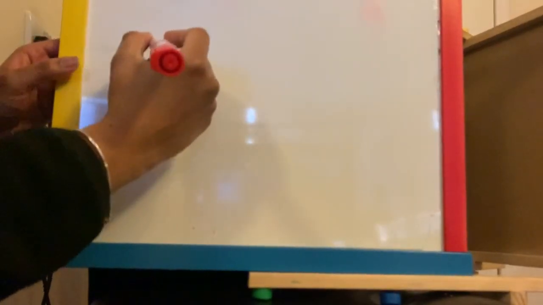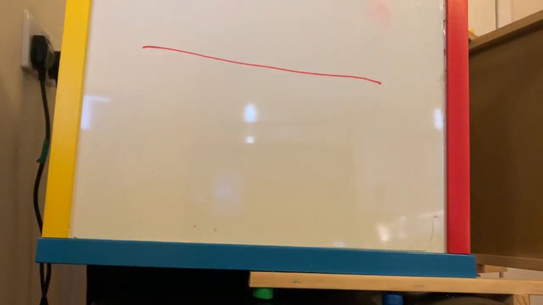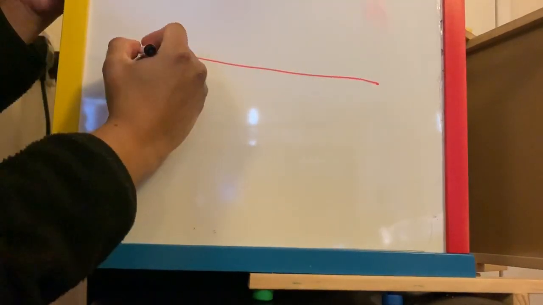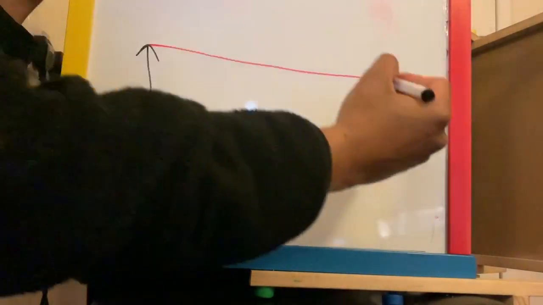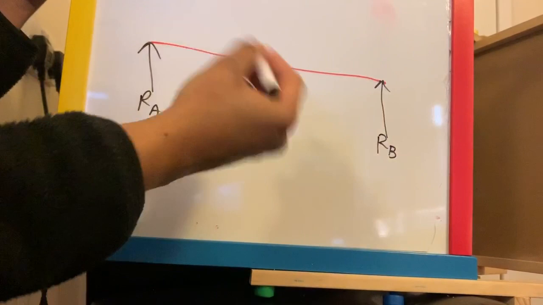Okay, so we have a beam and we have supports at both ends. Here we have RA, and then over here we have RB. So this is slide 25.